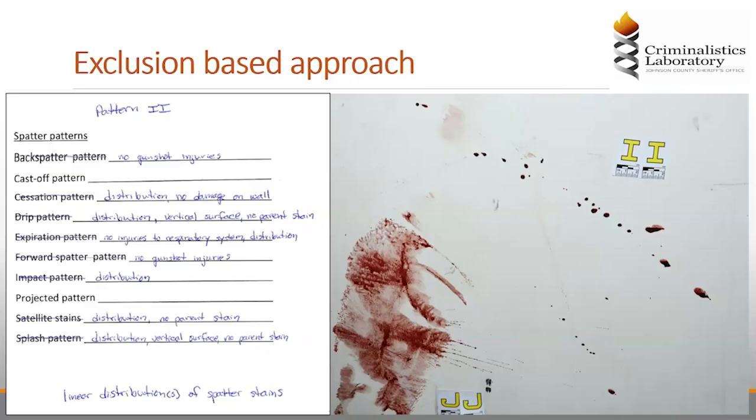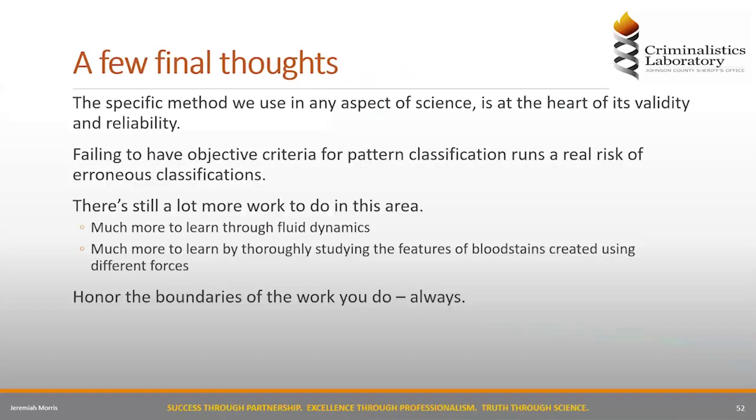But there's two patterns that I can't eliminate one of those. So cast off and projected pattern. I'm like, I can't really eliminate one of these. So my conclusion in my report was at least one linear distribution of spatter stains. So linear distribution of spatter stains is what I reported this out as. So that's an example of taking an exclusion-based approach.